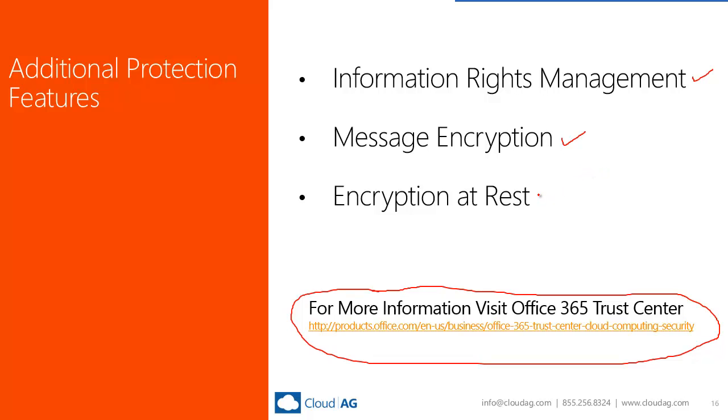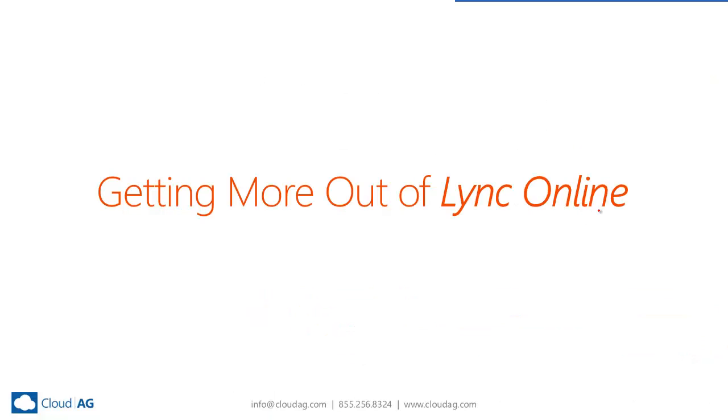And then data is also encrypted at rest in the Microsoft data centers, and they use BitLocker data encryption whenever things are actually stored and sitting on their hard drives. So again, very robust data security and privacy and protection associated with the Office 365 environment to ensure your data is protected. So that was talking about Exchange Online and getting more value out of it.